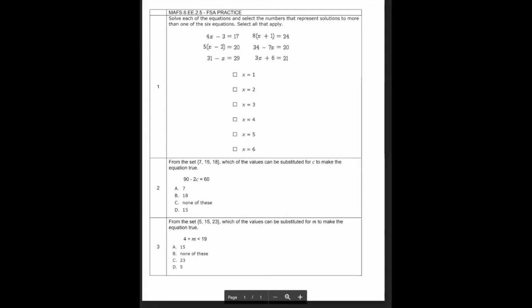So let's see. From the set 5, 15, 23, the same set with a certain list of numbers, which of the values can be substituted for m to make the equation true? Right. So we're still substituting and plugging it in, but this is our new equation: 4 plus m is less than 19. So we're going to do the same thing. We're going to plug in each number here into m and see if it's true.